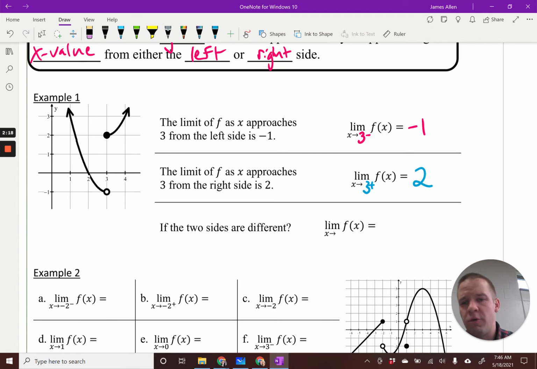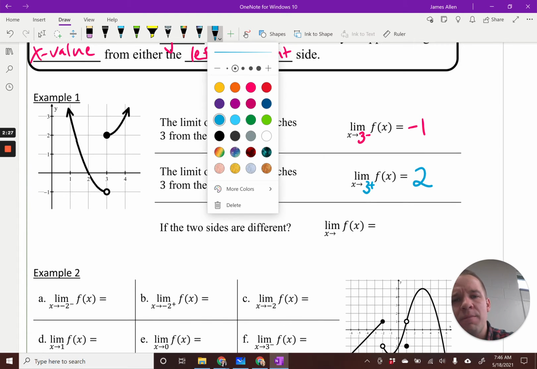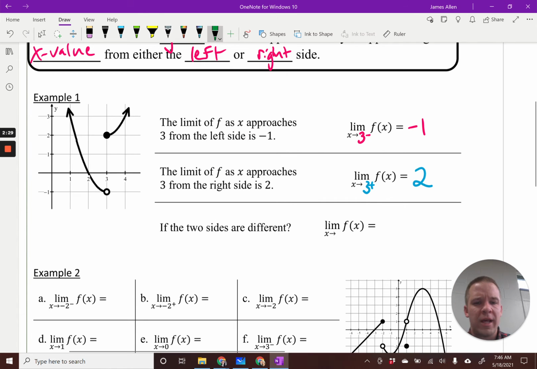Oh, hold up. If the two sides are different, almost missed that question there. If the two sides are different, what do we think that means? Let's see here. The limit of f of x as x approaches 3, not from the left, not from the right, but just the limit as x approaches 3. It's approaching two different things. Can you really make a decision as to what it's approaching then? No. So it does not exist.